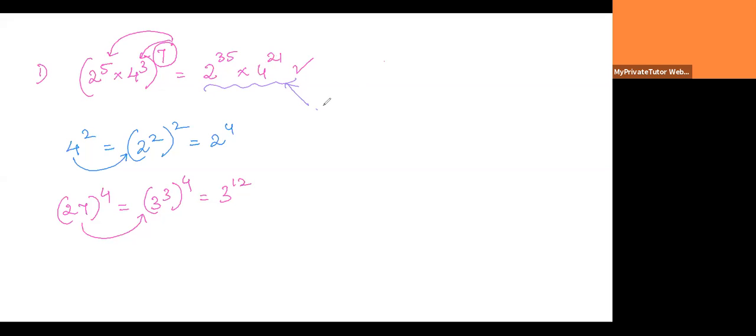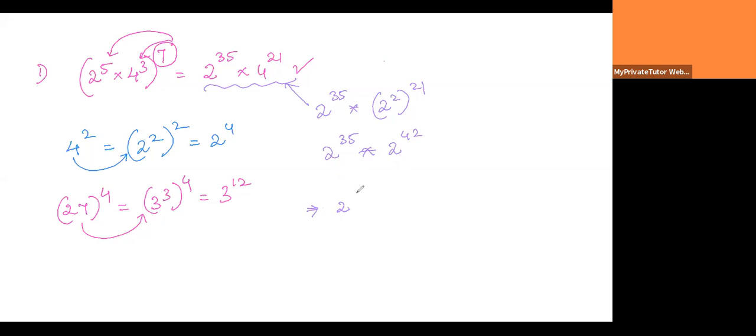Can we write that 4 as 2 square and then whole power 21? I hope you got that. Then 2 power 35 times 2 power, so 2 times 21 is 42, right? Then you can see that we have the same base, so you can just apply the multiplication rule, which is we're going to add the exponents. What might be the answer?